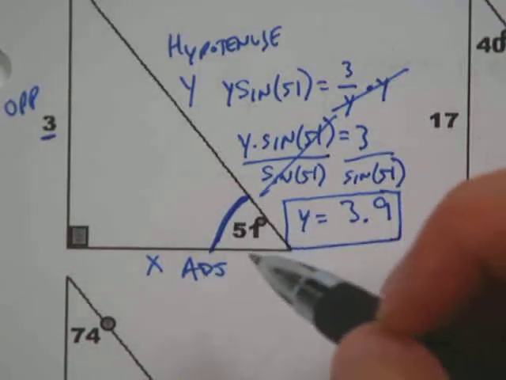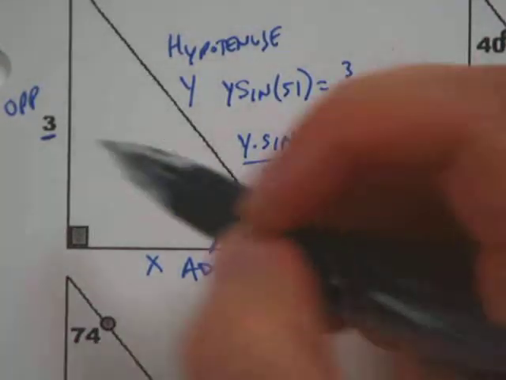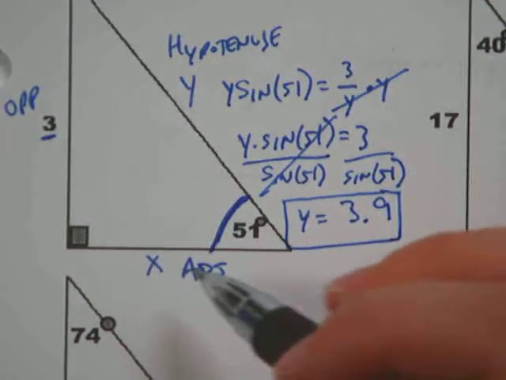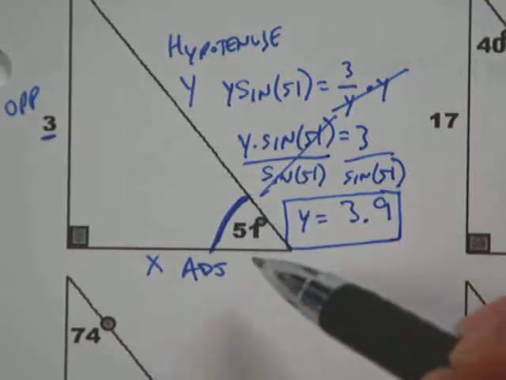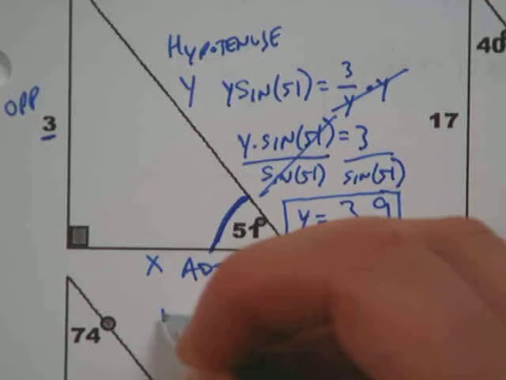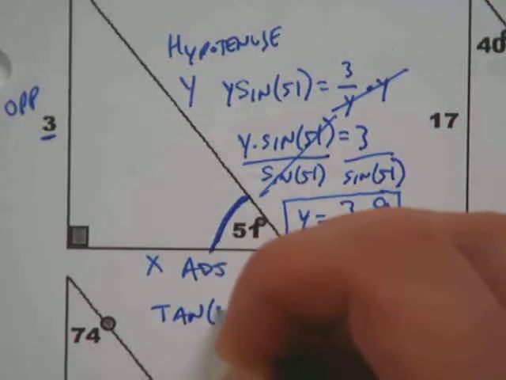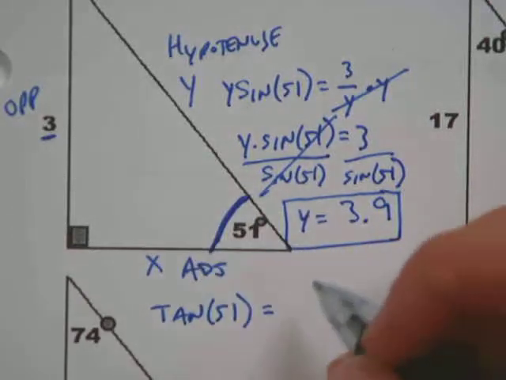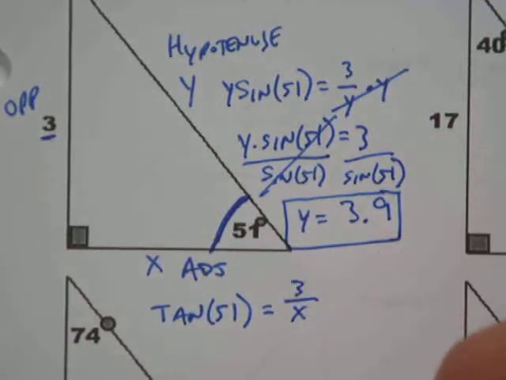So now I'm going back to the beginning. We're going to use this side because we know it. And now we're going to find x. So now we have opposite and adjacent. So with opposite and adjacent, that means we're going to need to use tangent because tangent is opposite over adjacent. So we're going to use tan 51 equals opposite over adjacent, so 3 over x.